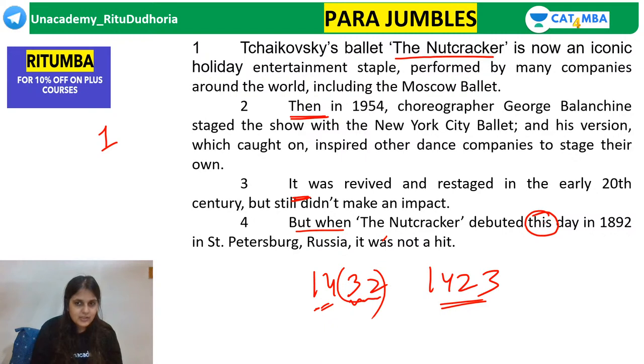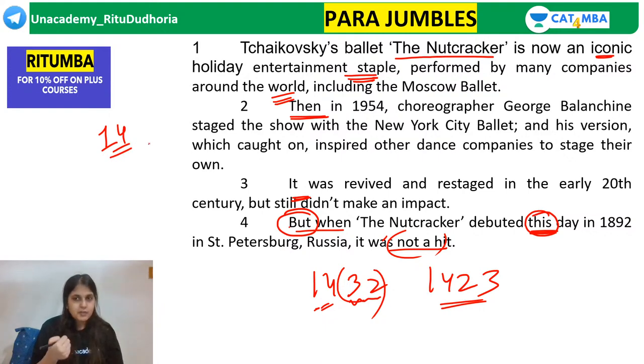Now, after this, look at this, guys. This day, which day? It's now an iconic holiday entertainment staple performed by many companies all over the world, including the Moscow Ballet. But when the Nutcracker debuted this day in 1892 in St. Petersburg, Russia, it was not a hit. Focus on this: first, now it is an entertainment staple, a huge hit, performed by many companies around the world. But earlier it was not a hit. So this contradiction is why you've placed 1 and 4 together. Very good.